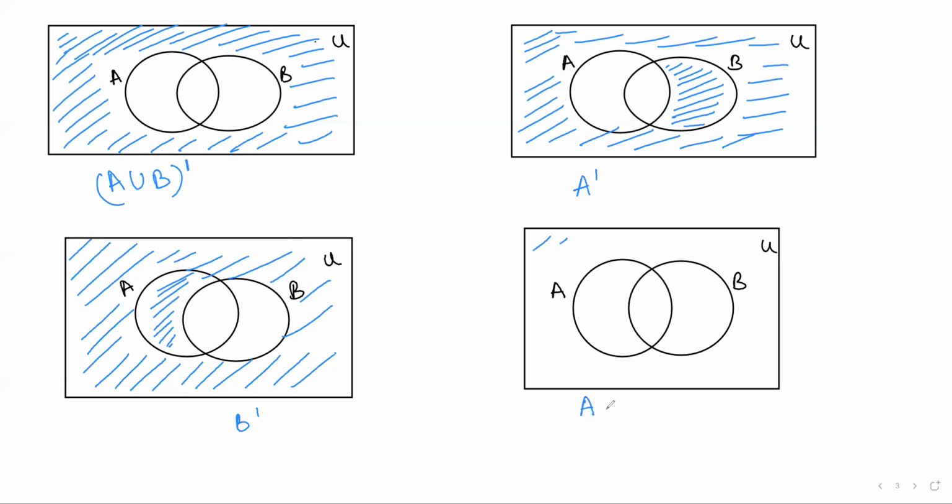For A intersection B complement, it would be any region except for the A intersection B part.